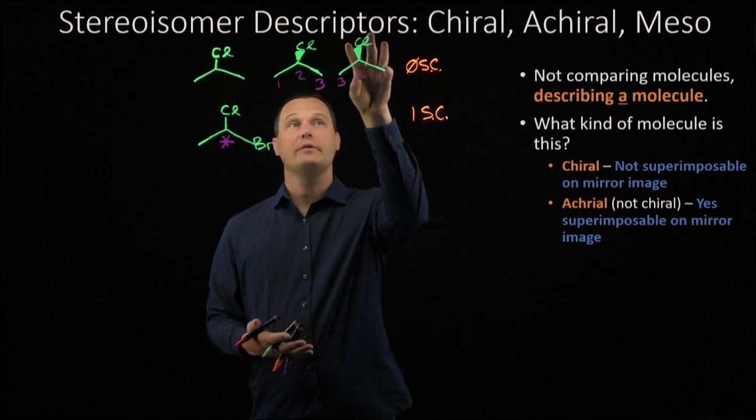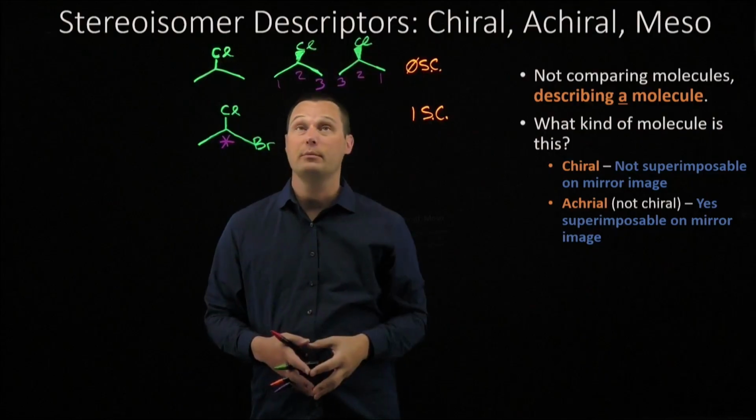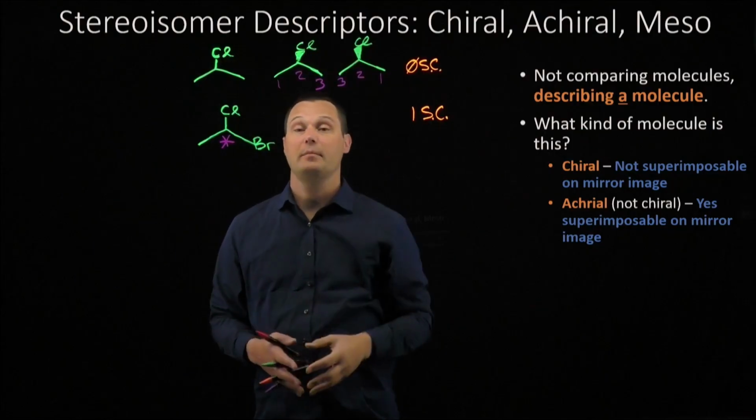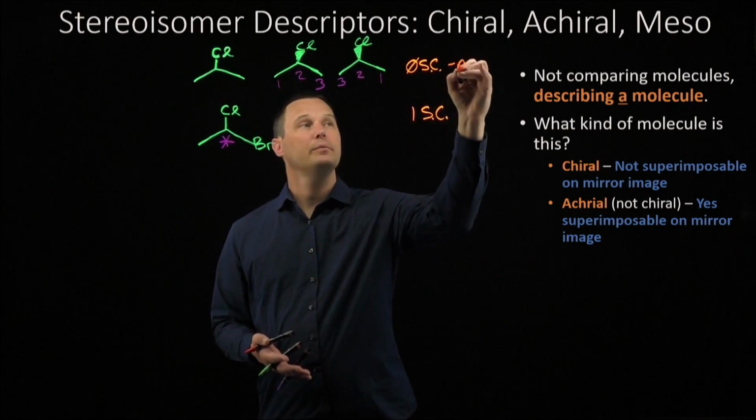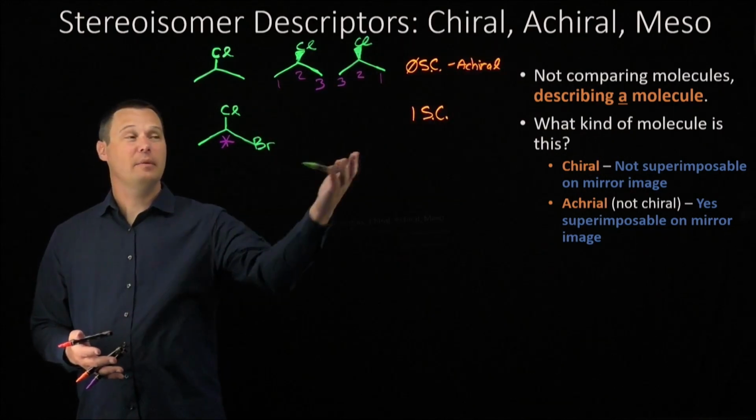Even though it's a mirror image, if I were to pick this mirror image up and just translate it and put it right on top of the original, these are the same molecule. So when the molecule, yes, is superimposable on its mirror image, this molecule is achiral. Let's do the same analysis for the molecule with 1 stereocenter.